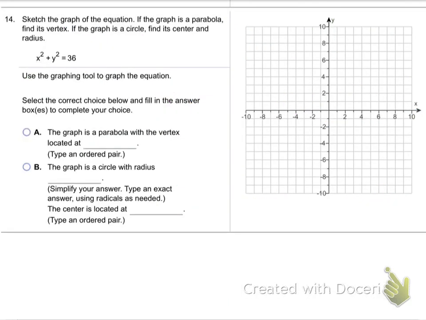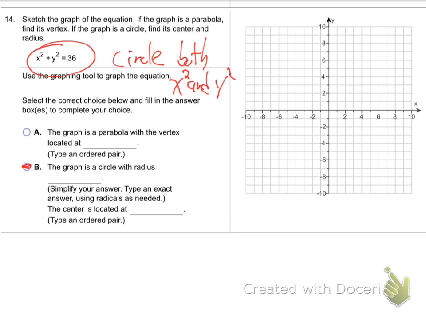Okay, so number 14 here. They want me to say, is that equation a circle or a parabola? It's a circle because both x is squared and y is squared. They want to know the radius. The radius is the square root of the number on the right side, which is 6. The center? 0, 0, because it's always opposite of what's next to x. Nothing's next to x. And opposite of what's next to y. Nothing's next to y. So 0, 0 is the center.